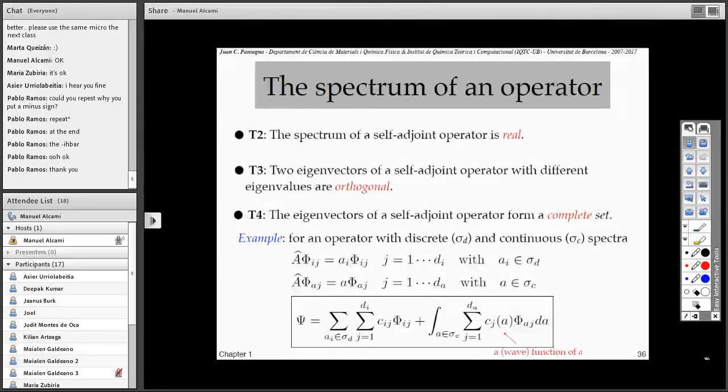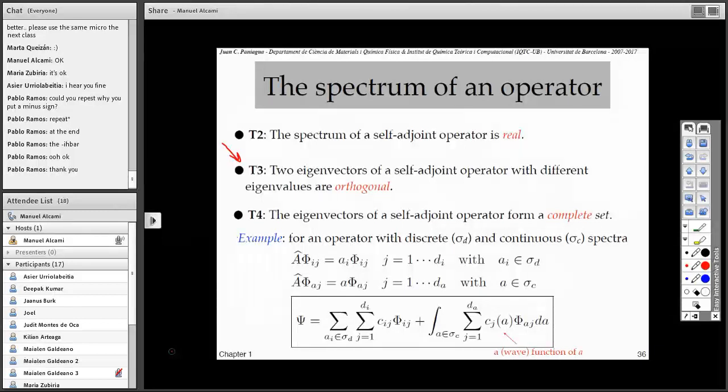Well, some properties, some theorems, some of them very easy to verify. You know that the spectrum of a self-adjoint operator is real. Any eigenvalue is real. Two eigenvectors of a self-adjoint operator with different eigenvalues are orthogonal. This is also very useful. Quite often, it's rather easy to know that some vectors are orthogonal because they correspond to different eigenvalues of some operator.